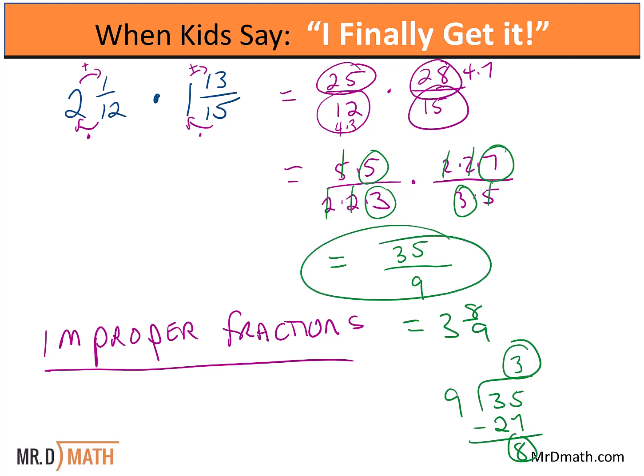We wrote it as an improper fraction. We wrote it as a mixed number. And how did we do it? Well, we started by getting things into an improper fraction, and then we did our thing. What's our thing? Write down the factors, cross out what they have in common, and write down what's left over.